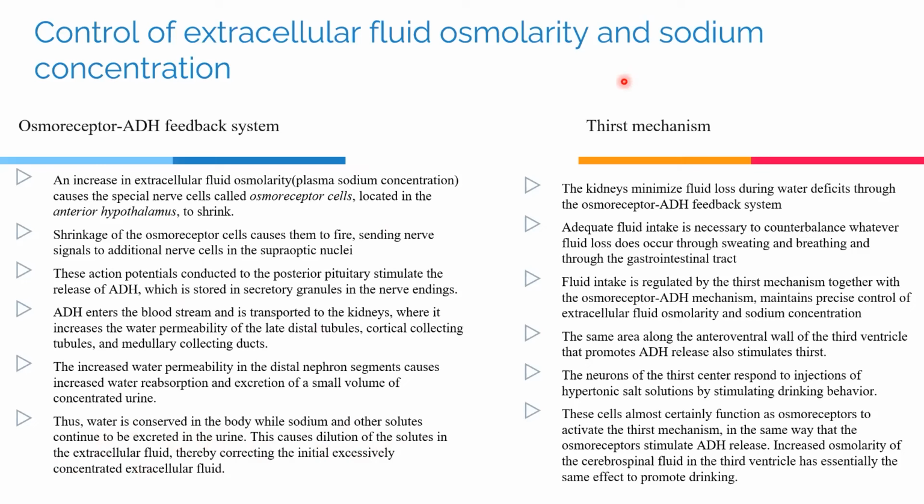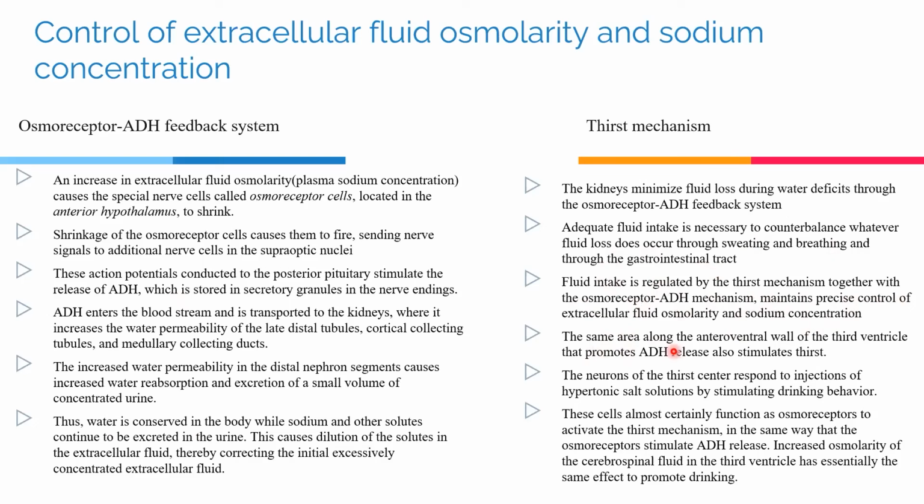The second is the thirst mechanism. The kidneys minimize fluid loss during water deficit through the osmoreceptor ADH feedback system. Adequate fluid intake is necessary to counterbalance whatever fluid loss occurs through sweating and breathing and through the gastrointestinal tract. Fluid intake is regulated by the thirst mechanism together with the osmoreceptor ADH mechanism in order to maintain precise control of the extracellular fluid osmolarity and sodium concentration.